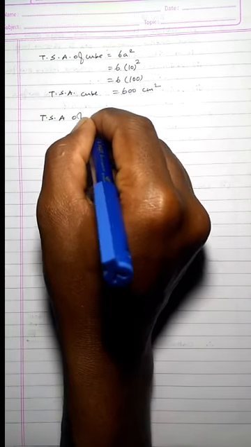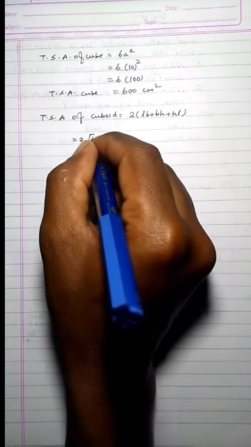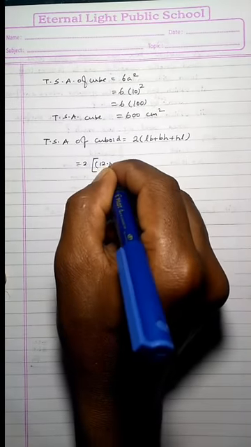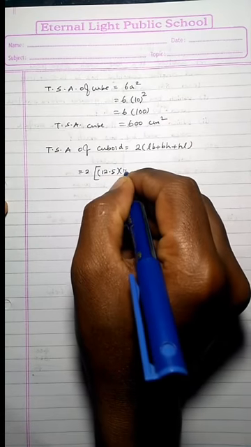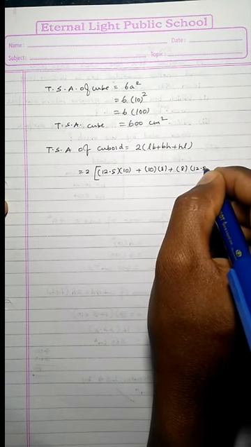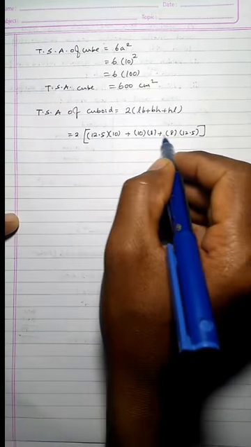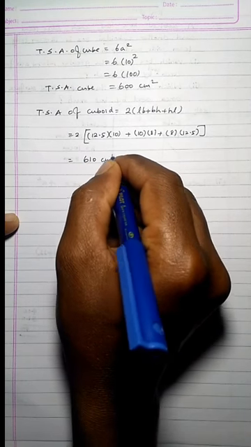Now let's find out the total surface area of cuboid. The formula is 2 into lb plus bh plus hl. Now apply all the values. 2 into l, length how much? 12.5 into b 10, plus 10 into 8, plus 8 into 12.5. Now simplify all this, multiply all this, and then finally add. After that multiply with the 2, so finally you will get 610 centimeter square.